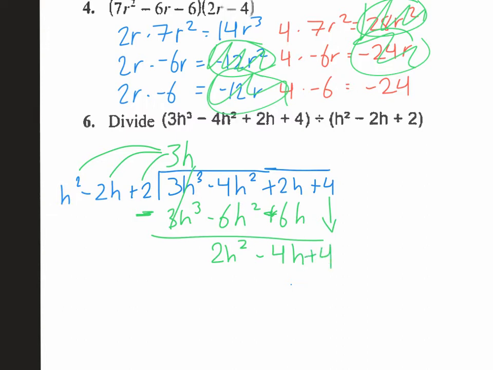And then I do it all over again. So, h squared is my first term. My other first term is 2h squared. What times h squared gives me 2h squared? Well, that's easy. That's just 2. Then again, I just distribute here. So, 2h squared, 2 times negative 2h is negative 4h.